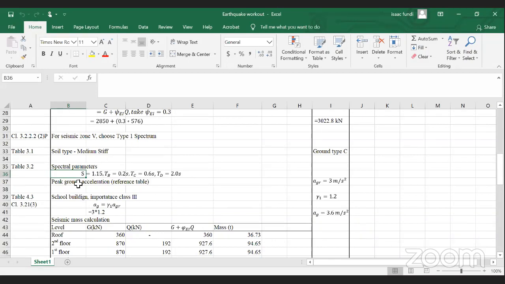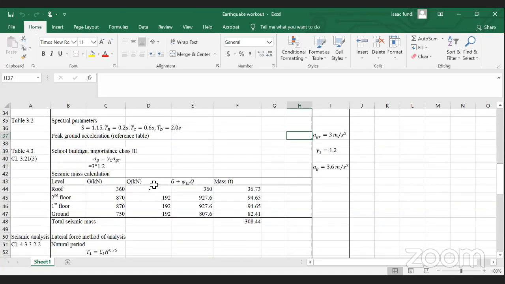Now I've picked this peak ground acceleration value. What I had presented in the slides was from 1 all the way to 4 with different values. It is provided there that for any other value, starting from seismic zone 5 upwards to seismic zone 8, the value of peak ground acceleration is given as 3 meters per square second. So that is what I have used. This value is not provided directly from the code or Eurocode 8; I'm picking it from reference tables.